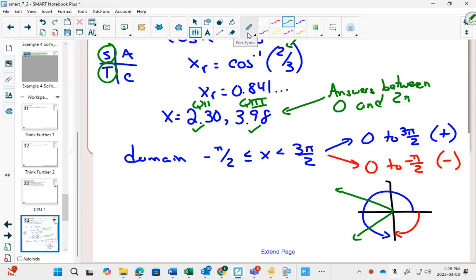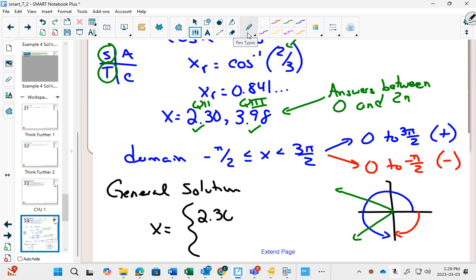Then the general solution, because the question also asked us to find the general solution. X would equal, and we just take the answers we found between 0 and 2 pi, which are these two, add 2k pi to each of them, and define k to be an integer. And that writes all the coterminal angles with the ones that we found.